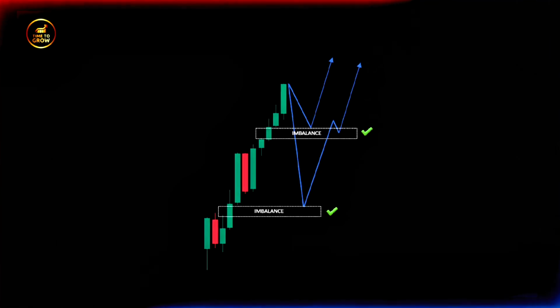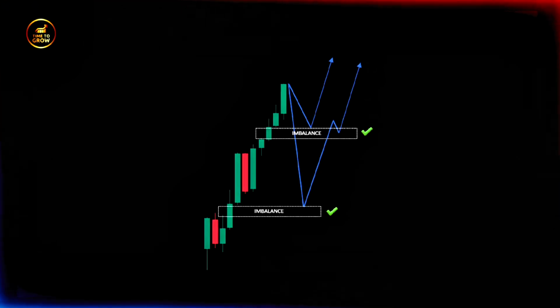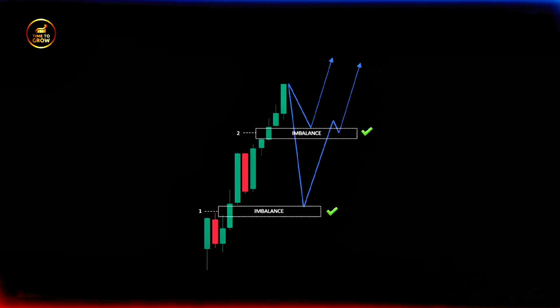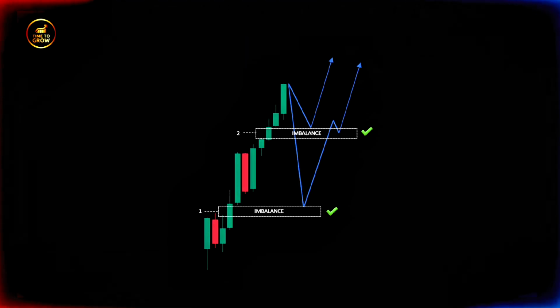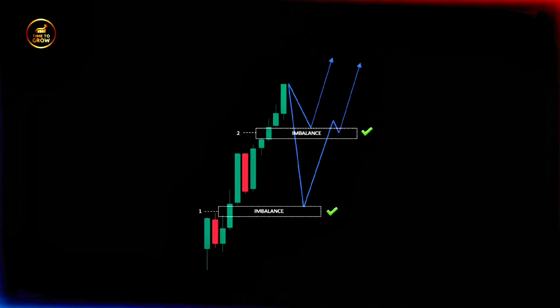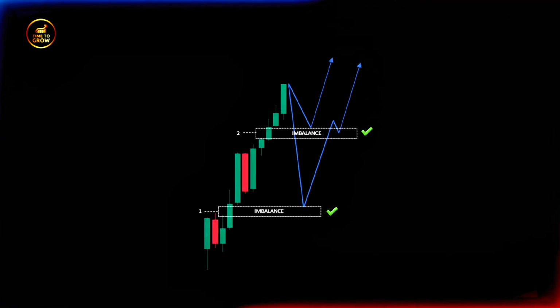But if we want to take a long trade in alignment with the trend, we first need to understand which imbalance areas can provide the best risk-to-reward entry. To do that, we must divide this price move into premium areas and discount areas.